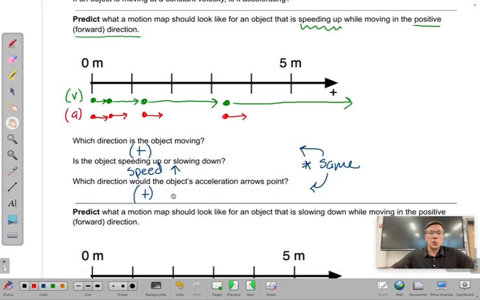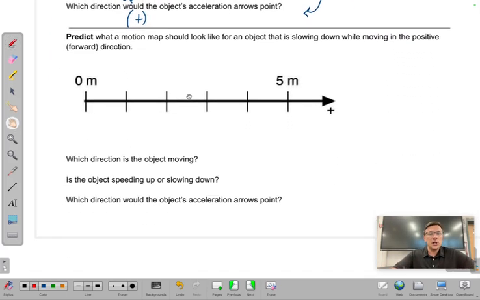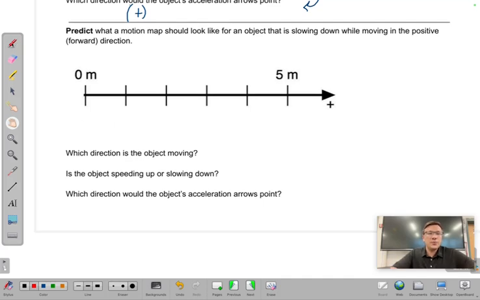Okay, so let's look at one more example here. Again, I would like for you to make a prediction here: what a motion map would look like for an object that is slowing down, so slowing down while moving in the positive or forward direction. So go ahead and pause the video, make that prediction now, and I am going to move on.